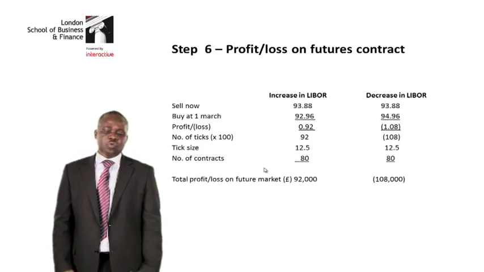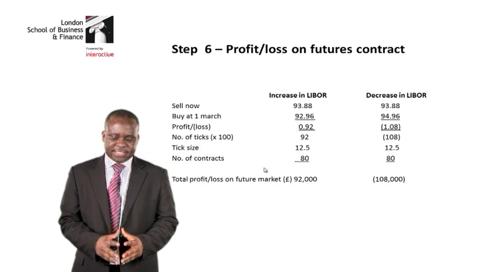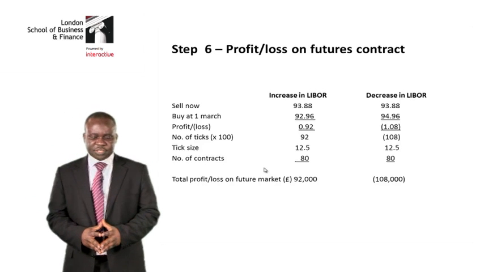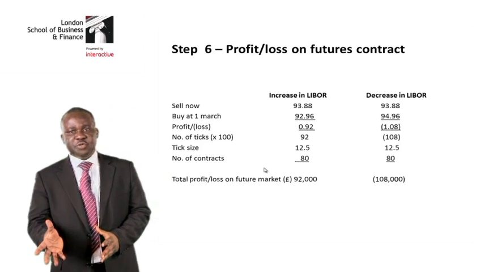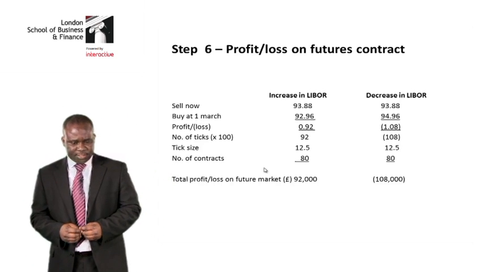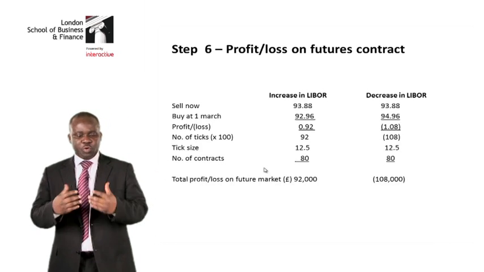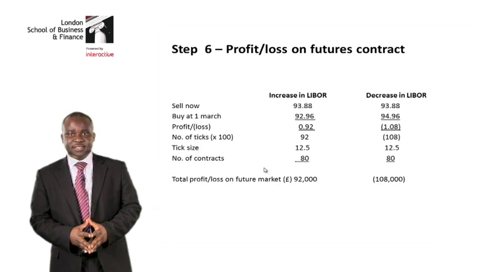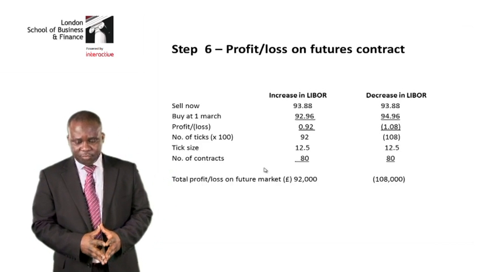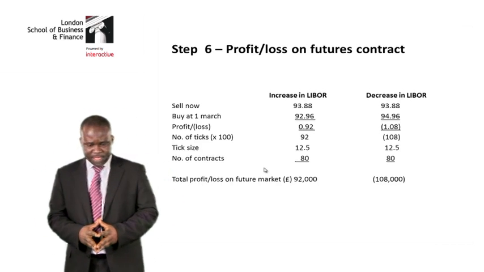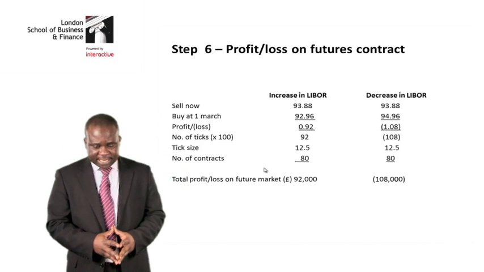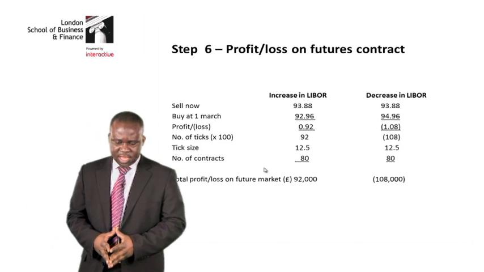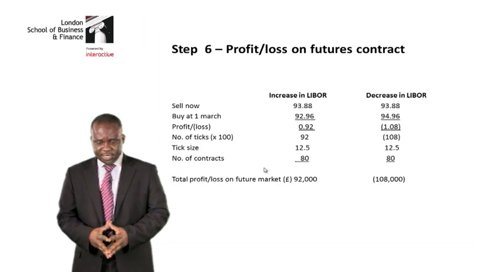Okay, so if you entered by selling at 93.88, and if LIBOR increases by 100 basis points and the closing futures price is 92.96, whatever you did to enter, you will have to do the opposite to close it. Therefore, if you entered by selling, we would have to close it by buying. So we will buy at the futures rate of 92.96 in terms of interest rate increasing and 94.96 in terms of interest rate decreasing. Okay, so for each contract that we entered into, we will make a profit of 0.92 if interest rate increases, and obviously we will make a loss when interest rate decreases, and that is what we got as 1.08.